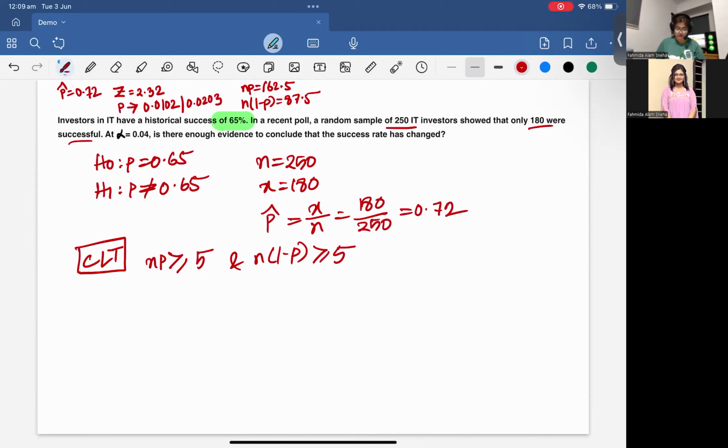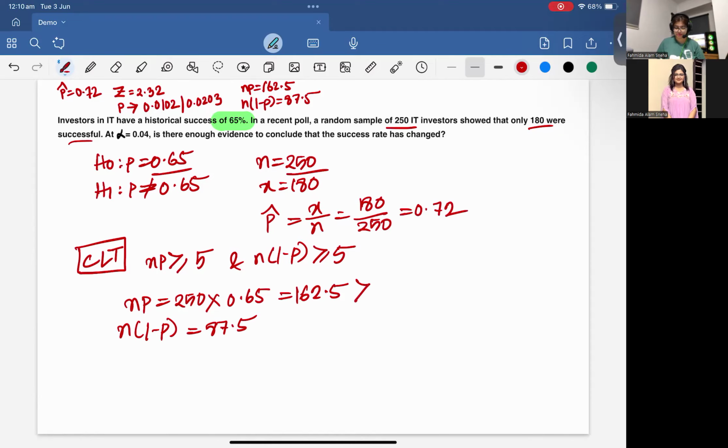All right. So the np here will be the sample size, which is 250 multiplied by the population proportion, which is 0.65, equals 162.5, and n(1 minus p) equals 87.5. All right. So since this is greater than 5 and this value is also greater than 5, we can conclude that we can run the z-score test.